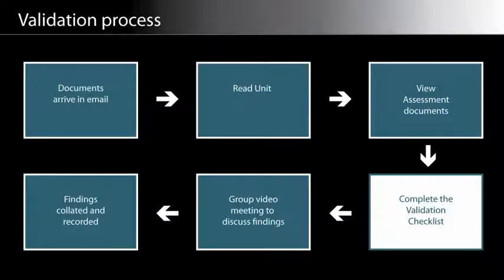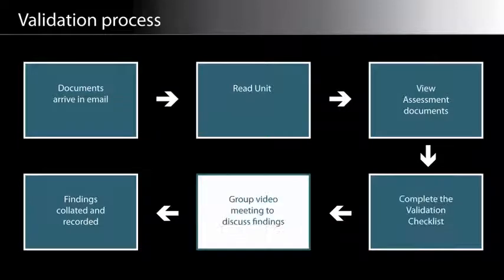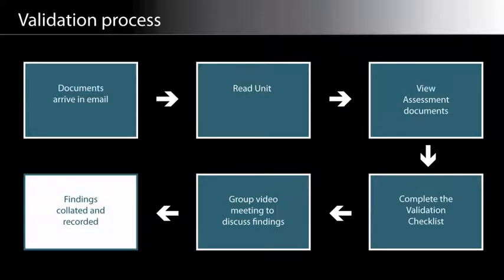You can do this on the computer or you can print out the checklist and do it on the hard copy. Join the video meeting to discuss your findings with others who have completed the same task. There will be approximately 8 people in the meeting. You'll be given advice on the date and time of the video meeting and instructions beforehand on how to get access. During the meeting, the group's findings will be collated and a final validation report created.